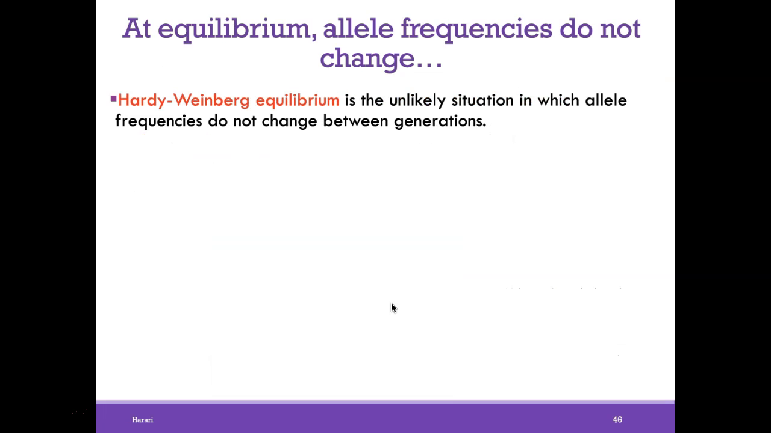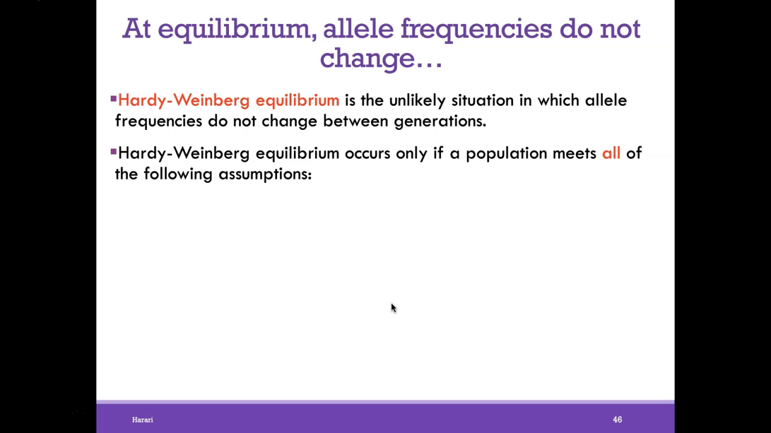Right? So at equilibrium, allele frequencies do not change. So Hardy-Weinberg equilibrium is the unlikely situation in which allele frequencies in a population do not change over time. So again, this is an unlikely situation, and it will only occur if a population meets all of the 5 following assumptions. And again, this usually does not happen. So this is an ideal situation.